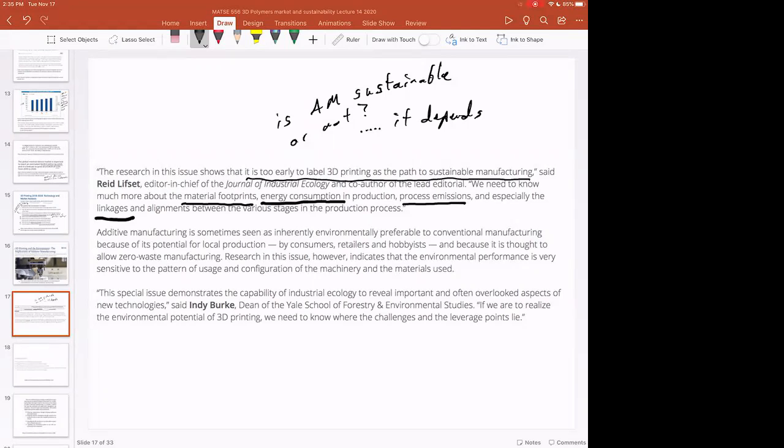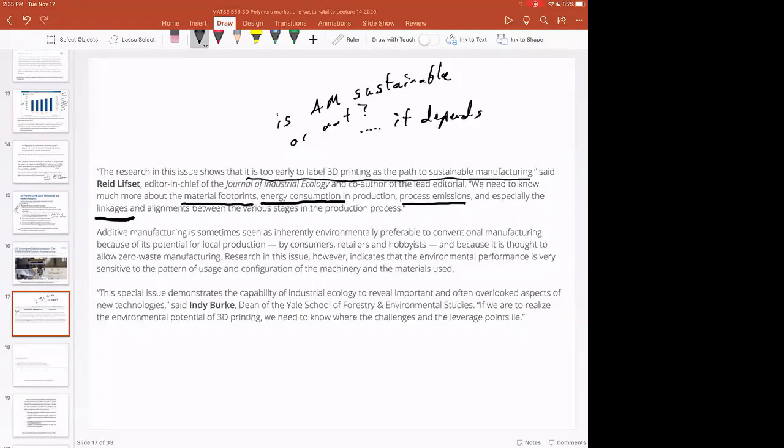So we'll talk about some of the different aspects of this, but the basic message is that additive manufacturing is a complex process. There's lots of things going on, especially when you think about the interdependencies, especially when you think about the material supply chain. All of those things need to be taken into account for a holistic view of sustainability.